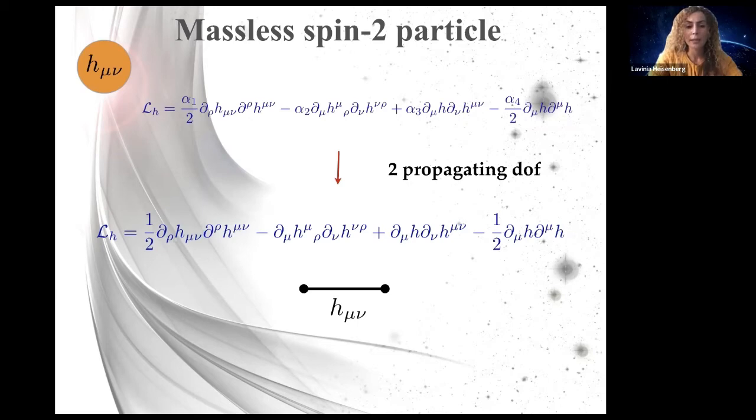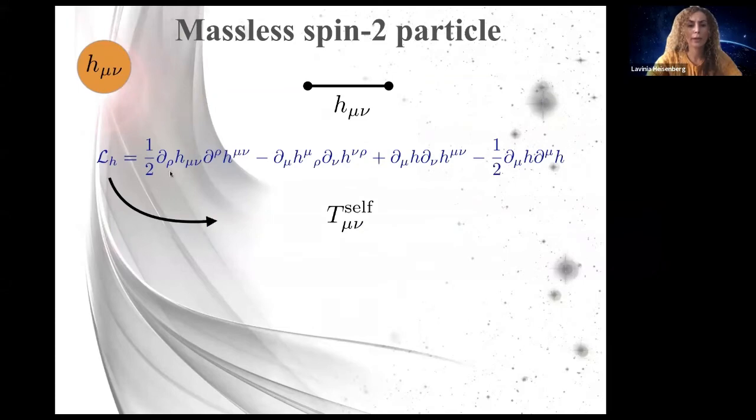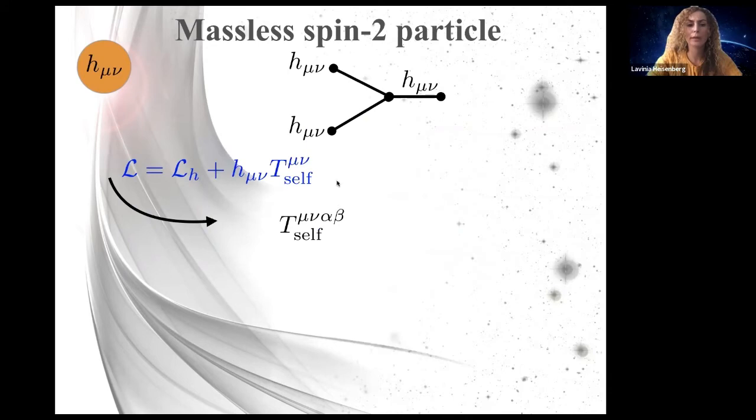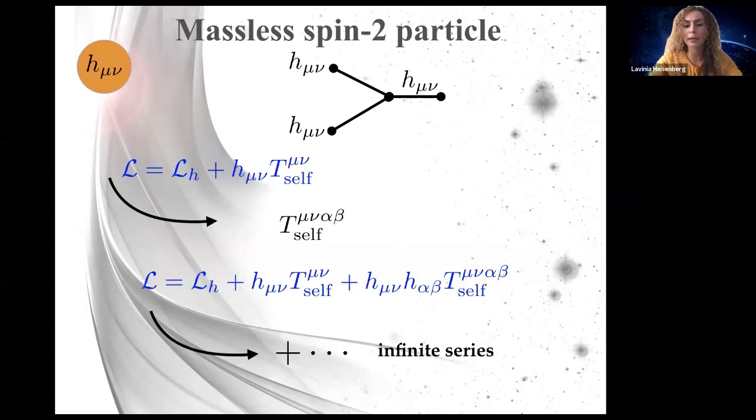Now you can also build interactions, and for this you take your quadratic Lagrangian and you apply this bootstrapping approach. From this quadratic Lagrangian you compute the self-energy, the T mu nu associated to this Lagrangian, and then you couple it to itself via h mu nu T mu nu. In this way you obtain cubic vertices, and so on. Now you take this as your new Lagrangian, and you apply the bootstrapping to the next order. So you obtain from that the T mu nu alpha beta, and you couple it again to itself. In this way, you obtain an infinite series of interactions of this massless spin 2 particle.